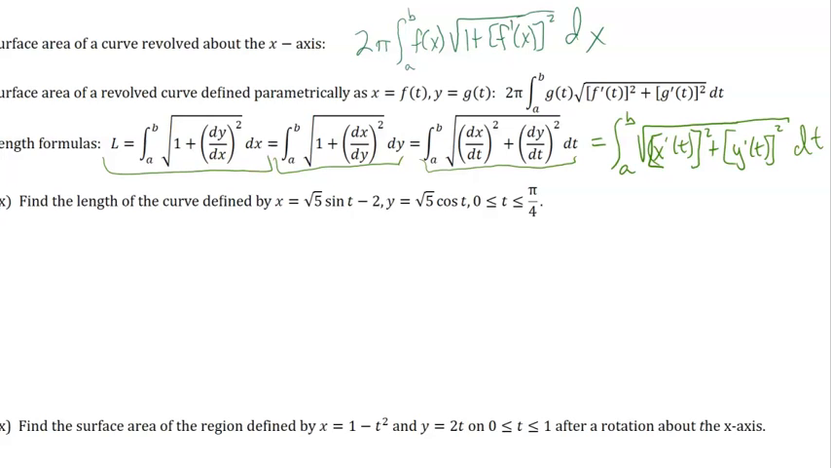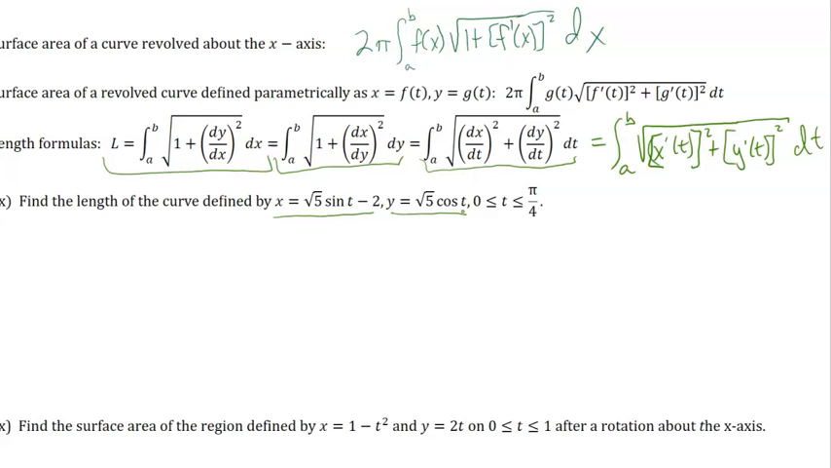So for arc length, for a parametrically defined curve, we need the x and y functions, and they'll both be in terms of the parameter, which is usually t, sometimes theta. Okay, questions so far?